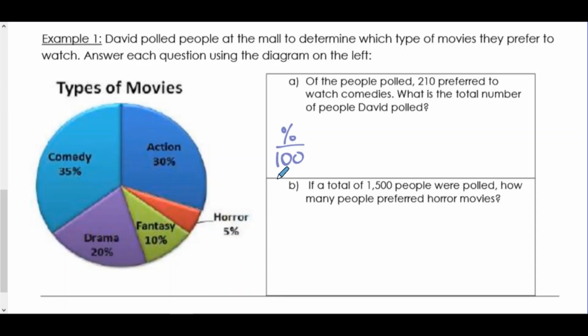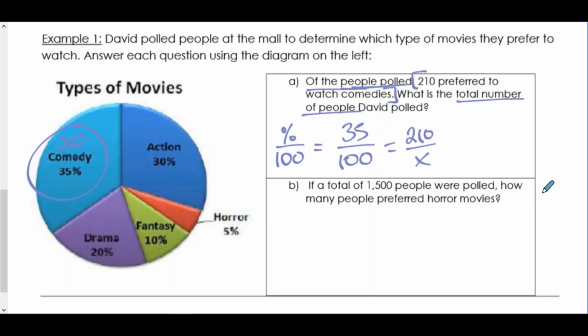Of the people polled, of all of the people, 210 preferred to watch comedies. What's the total number of people polled? So we're talking about 210 watching comedies. That is that group. That is represented by 35% out of 100. There are 210 people in this block. 210 out of some total number of people.